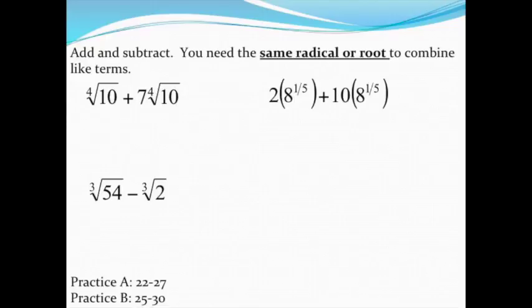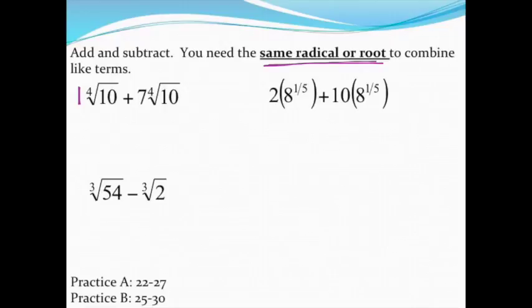When we're adding and subtracting radical expressions, we want to make sure that we have the same exact radical, the same exact root. Basically, think of like terms. You need the same combination of variables and exponents, and these examples will need the same combinations of radicals and roots as well. So, for example, in this first one, I'm going to throw a 1 in front of this. I can always add a 1 coefficient.